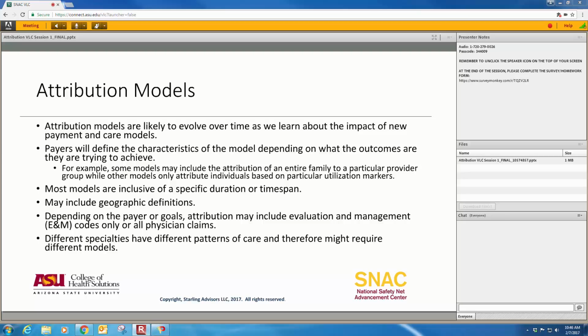But as we see the need to include specialists and other types of care or other settings of care in attribution models, we'll see some evolution there. So we are at a point in our history where this is very much a moving target, but we can certainly start to speak to some of the best practices that are emerging and evolving.